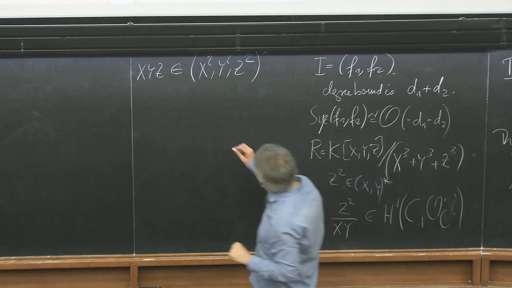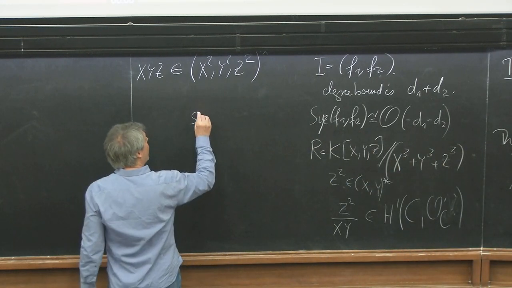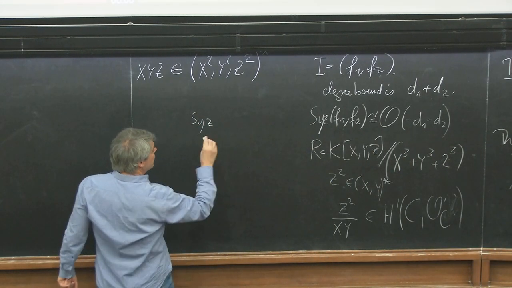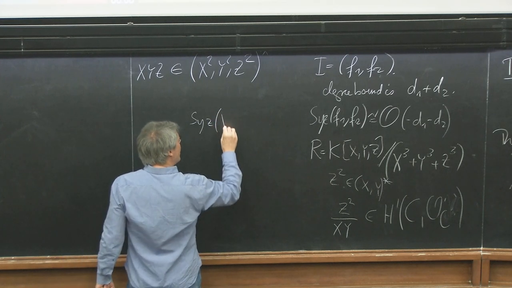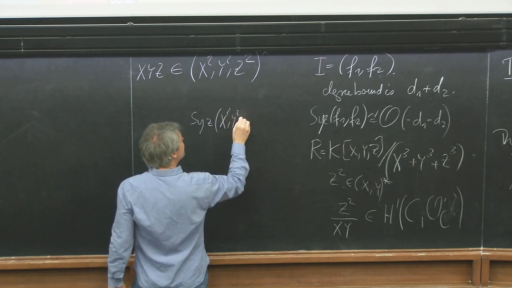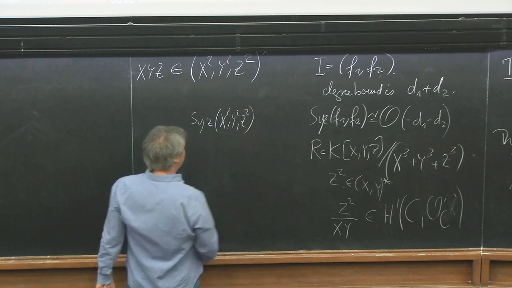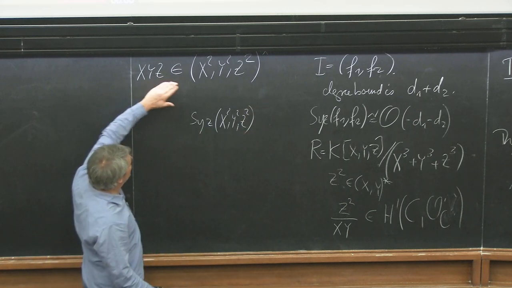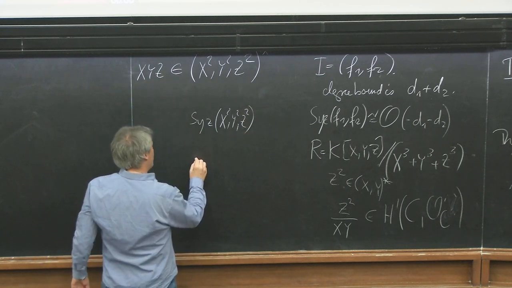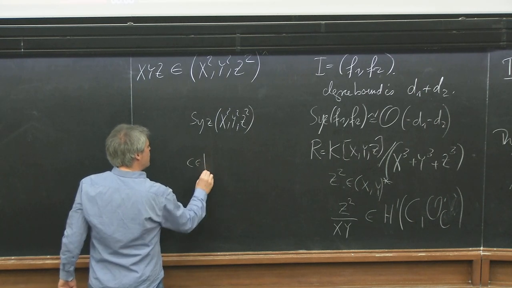And with the method of the syzygies, this is now very trivial. So on the corresponding elliptic curve, we look at the syzygies. And now this guy produces a cohomology class.